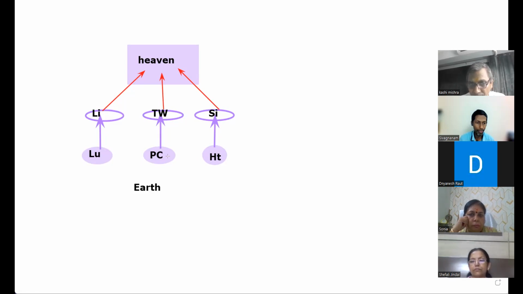Similarly, the yang portion of the pooled chi goes to heaven. And similarly, the yang portion of the heart chi goes to heaven. Are you getting it? This heaven is what? This heaven is head. Heaven means head.